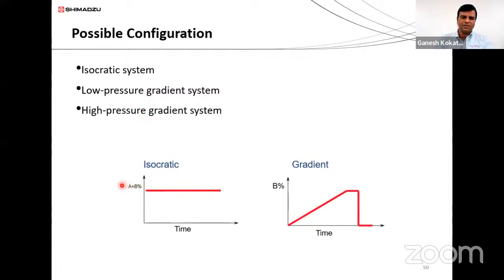So isocratic means it's a premix mobile phase. I'm just passing it through the column throughout the analysis. And gradient means I'm applying different concentrations of either solvent or, say, your organic phase over a stipulated time, by giving some gradient program in the instrument.